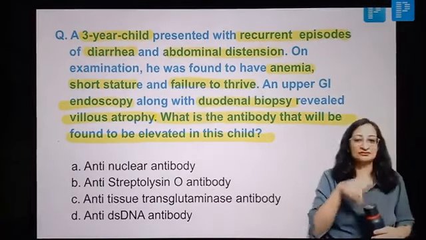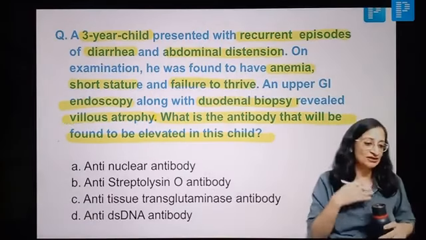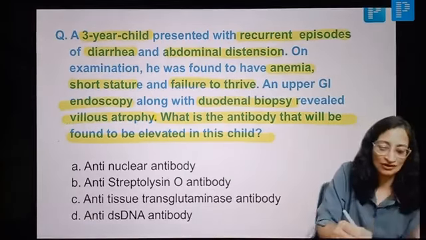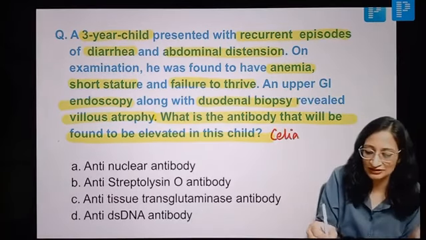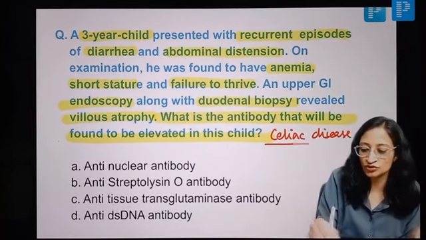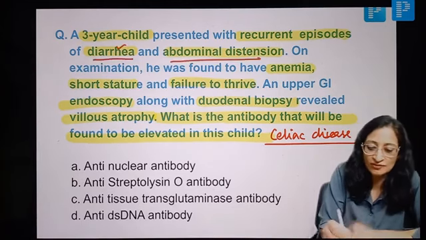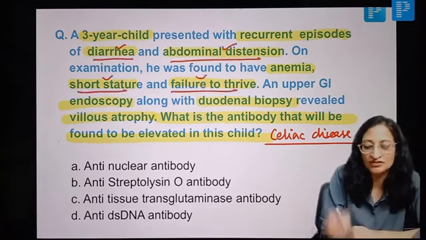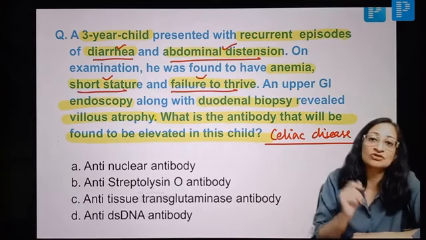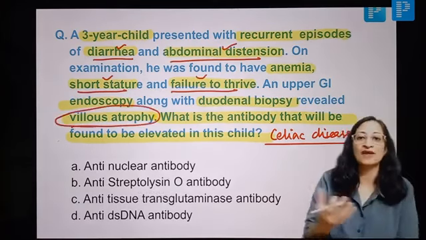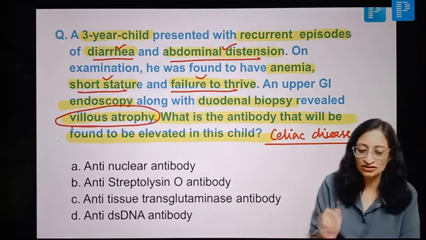So, what is our diagnosis here? Aftab, Patel, Taj, Deshraj, very good. Our diagnosis here is definitely, I think all of you can make out, celiac disease, where there is sensitivity to gluten, mainly wheat. There are recurrent episodes of diarrhea, the abdomen is distended, there is short stature, failure to thrive, there could be iron deficiency anemia, and upper GI endoscopy and duodenal biopsy is done for diagnosis. You find villous atrophy, and you can also find crypt hyperplasia and intraepithelial lymphocytes. So this is a child with celiac disease.